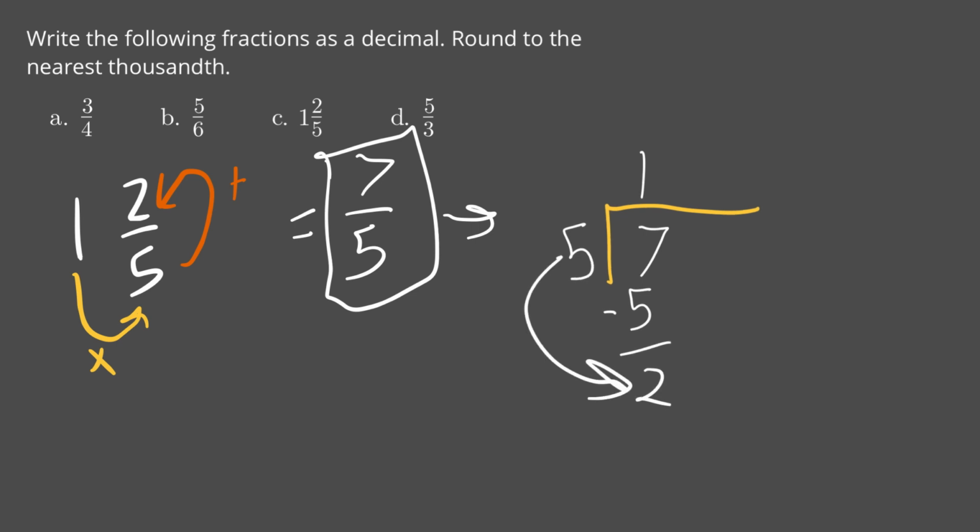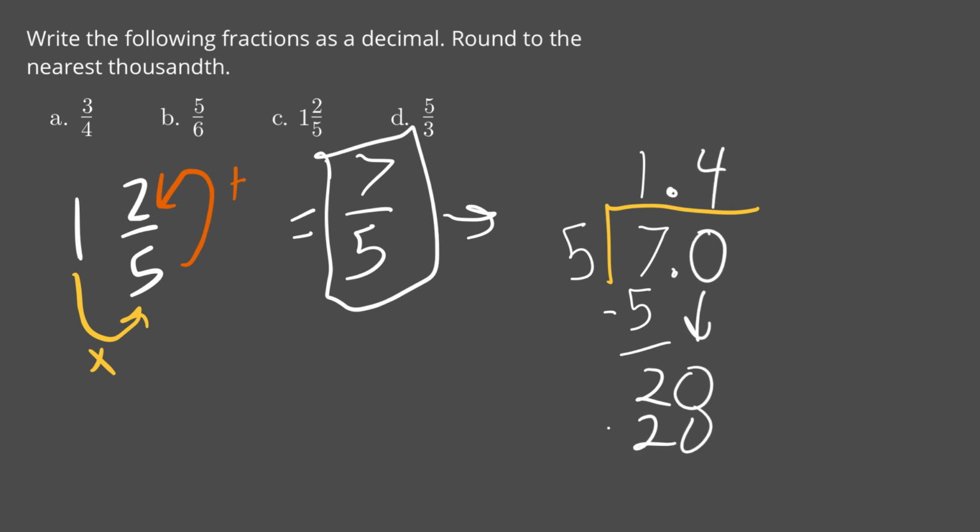Now we have 5 into 2. We know that that won't work all by itself, so we will have to add a decimal, just like our previous problems, placing a 0, dropping it down. 5 goes into 20 4 times. 5 times 4 is 20. Subtracting it out, and you get 0. So our final answer is 1.4. And you will notice this is the same as the previous way we solved this problem.